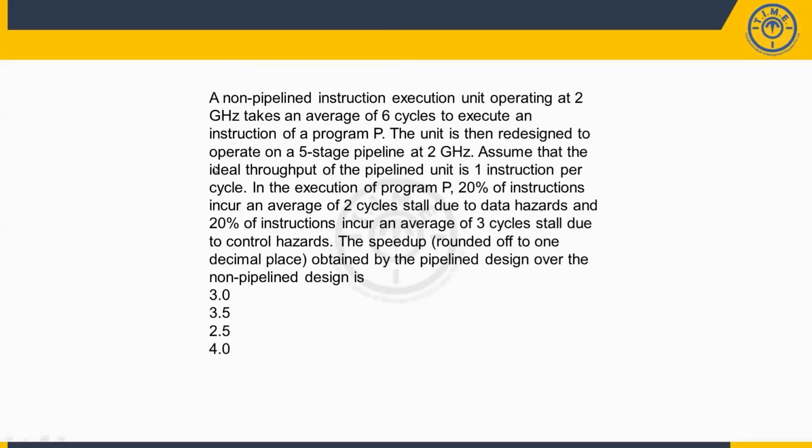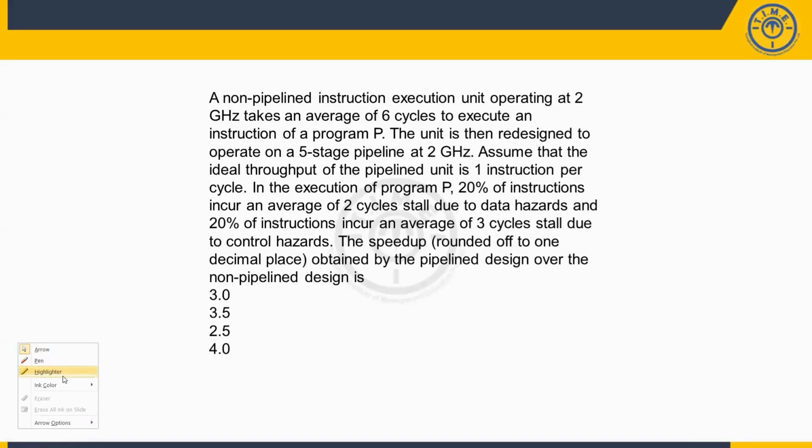The non-pipeline instruction execution unit operates at 2 gigahertz, with an average of 6 cycles per instruction. The pipeline unit is designed for 5 gigahertz. Assume that the ideal throughput of the pipeline is 1 instruction per cycle, and 20% of instructions incur on average 2 stall cycles due to data hazards, and 20% of instructions incur on average 3 stall cycles due to control hazards. Very simple thing.